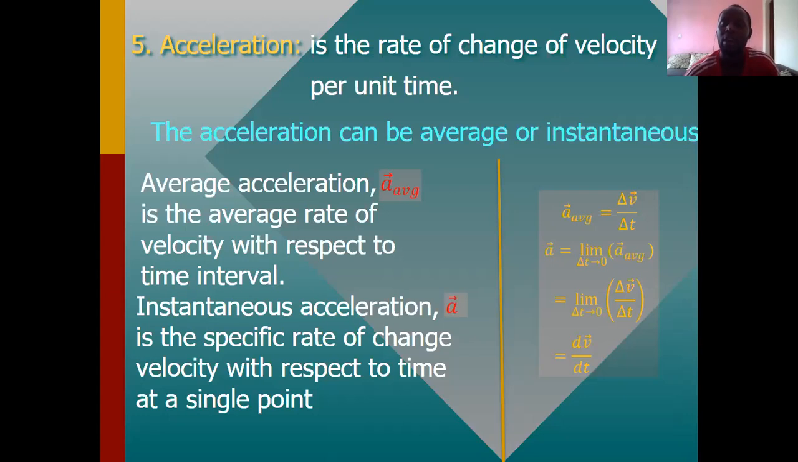For the formula, the average acceleration is calculated as the change of velocity divided by the change of time. The instantaneous acceleration is the limit of the average acceleration when the change of time tends to zero, which gives us the derivative of the velocity. So instantaneous acceleration is the derivative of velocity with respect to time.